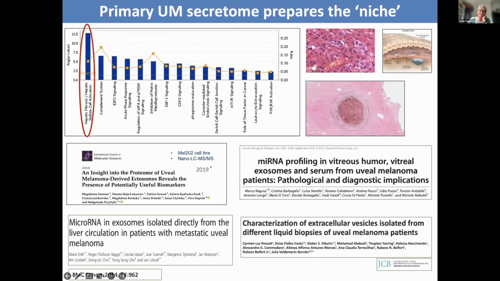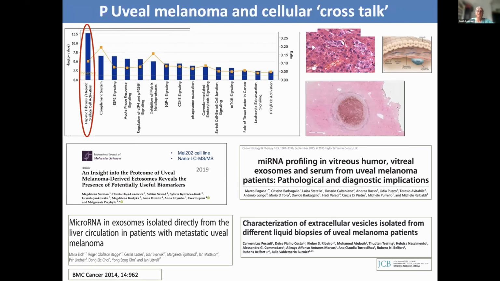So a number of researchers were also looking at exosomes, which are also called ectosomes, just to be confusing, or extracellular vesicles. And this group looked at one cell line, others concentrated on the microRNAs within the exosomes, and others have also looked at the content within the eye. So we have continued our work in looking at this so-called crosstalk between the uveal melanoma cells and also those within the liver.